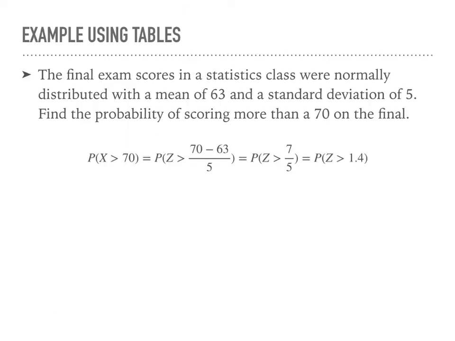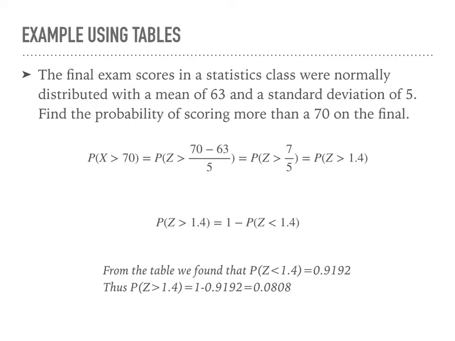So back to our example here. From the table, we have found the probability that z is less than 1.4 is 0.9192. Thus, the probability that z is greater than 1.4 is 1 minus 0.9192, which is equal to 0.0808.